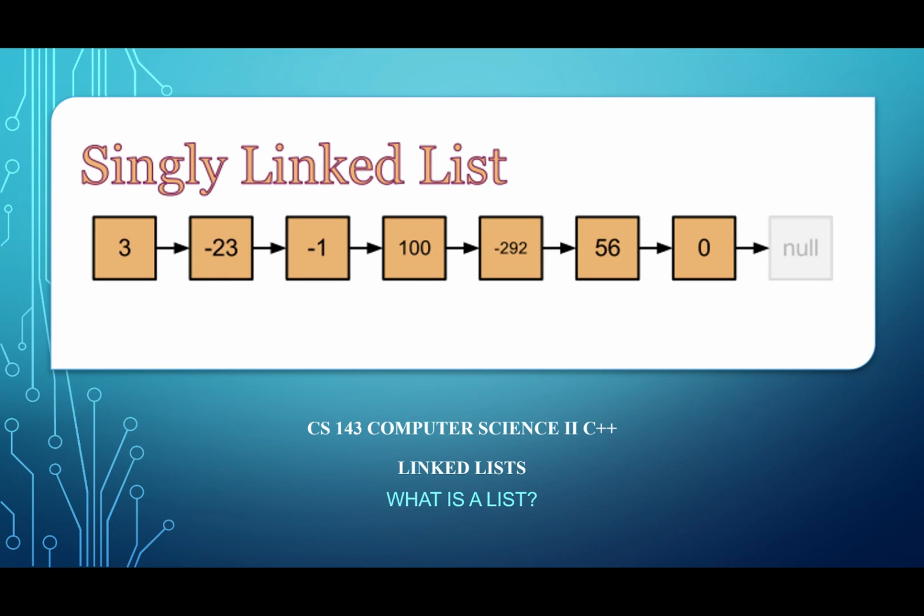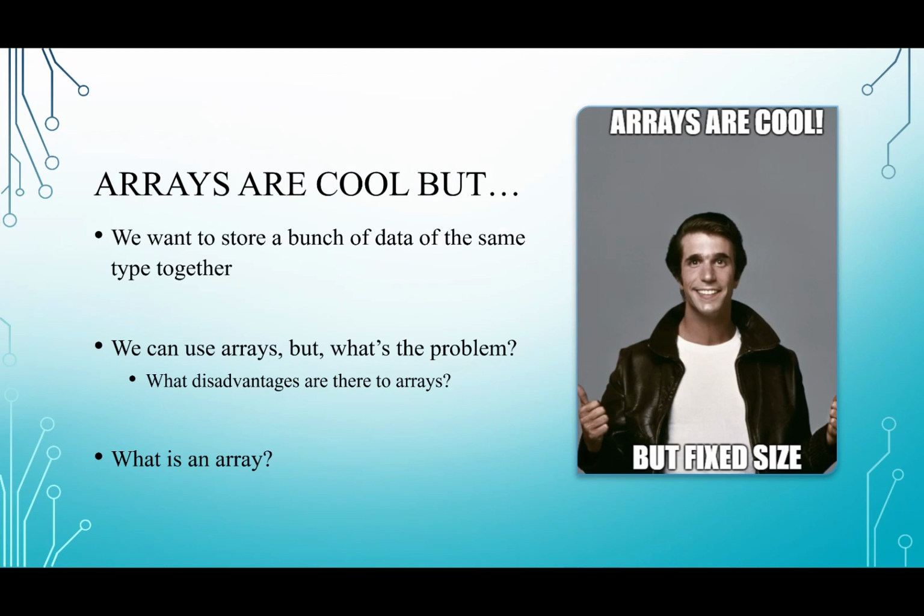Before we talk about the singly linked list, we would find out why we need them. Arrays are cool, but usually we want to store a bunch of data of the same type together. We can use arrays, but there is a problem with them. What are the advantages versus disadvantages? You may know this, but the main disadvantage of arrays is that you have a fixed length, so you cannot grow them in length at runtime.